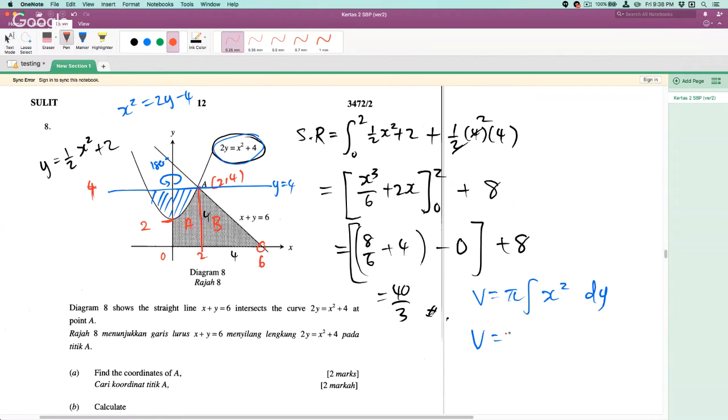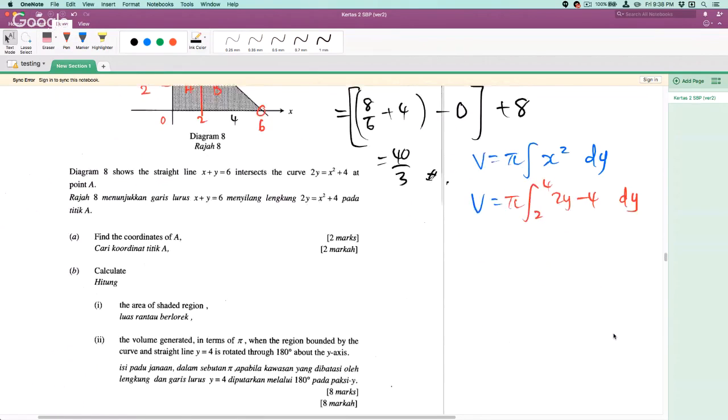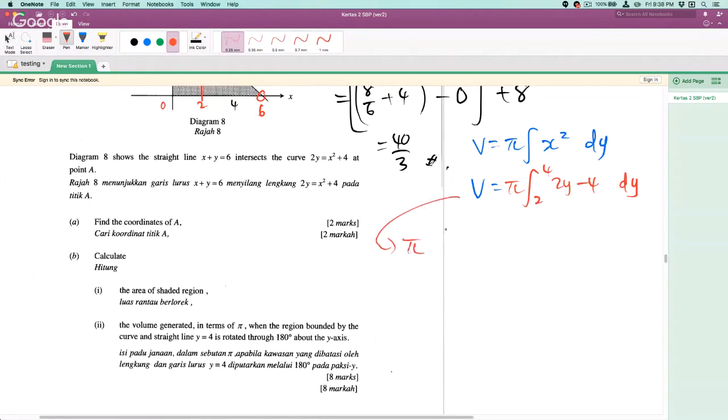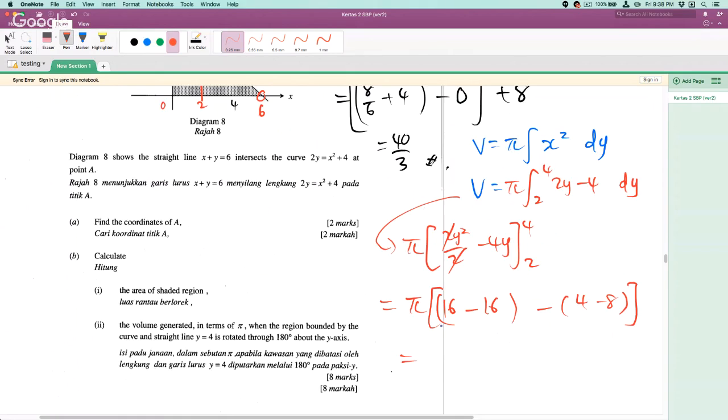Therefore pi, from 2 to 4, of 2y minus 4 dy. Then I just integrate this and should be able to get the correct answer. So pi, this is 2y squared over 2 minus 4y. For the 2, it simplifies. So this is pi times 16 minus 16, and then minus, substituting 2 here, 4 minus 8. So this one is basically 0, this one will be 4, so it's just 4 pi. So this is how we find the volume.